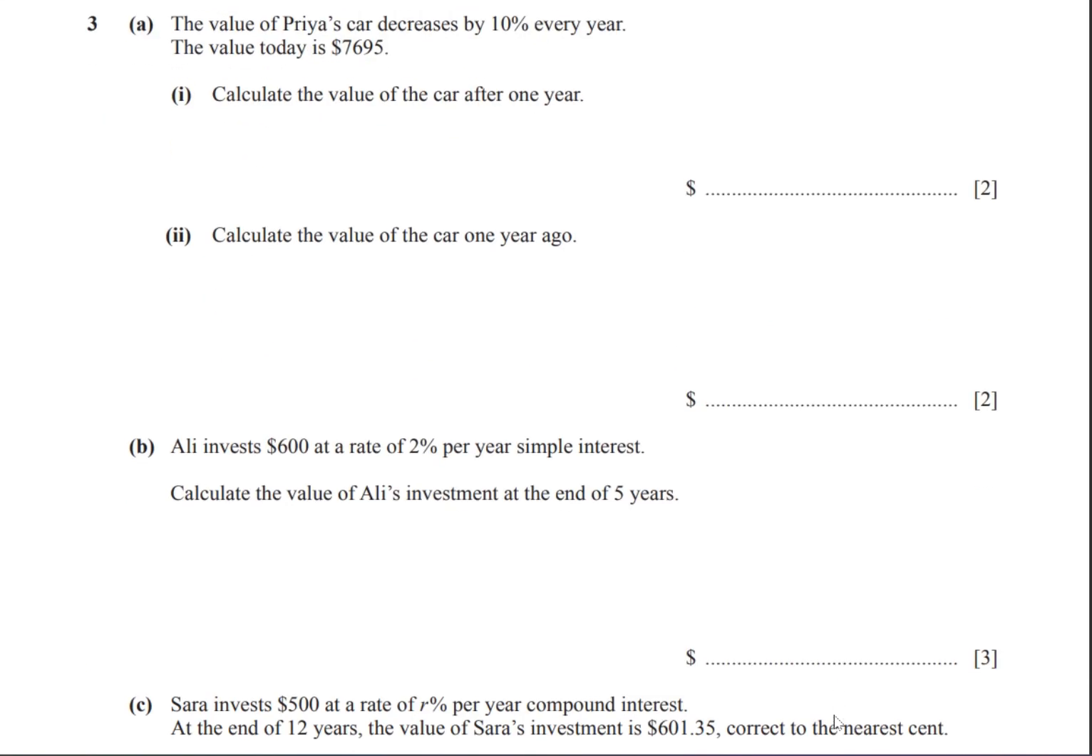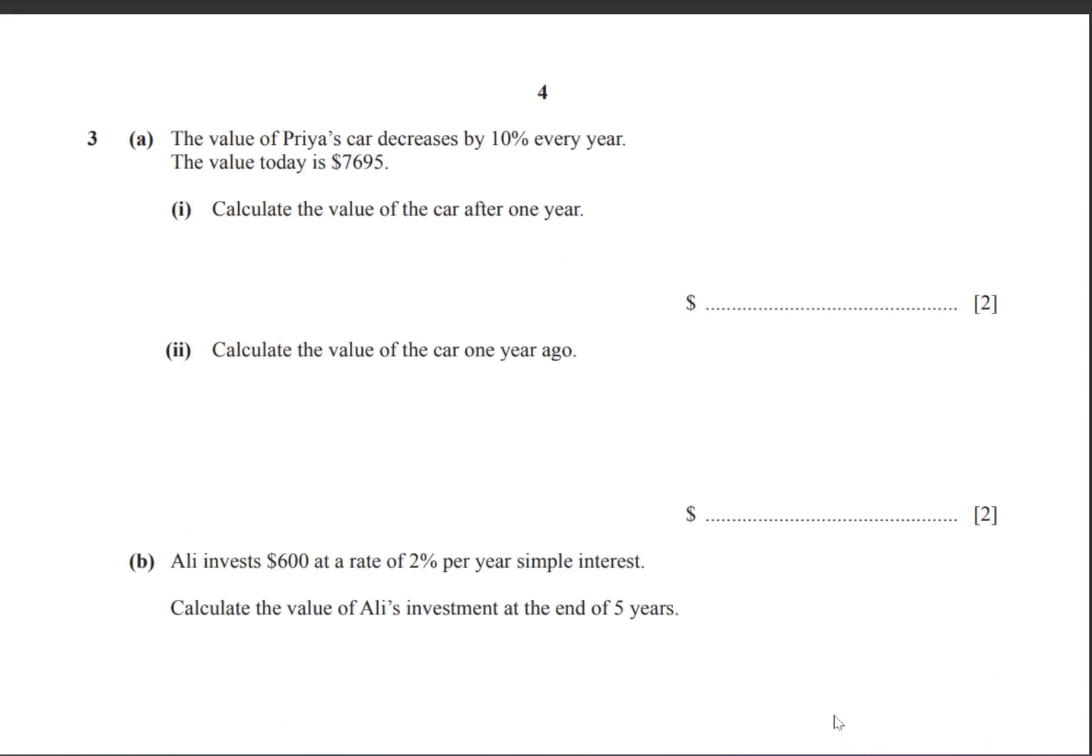For the next question, the value of Peria's car decreases 10% every year. So for example, if today is 100%, next year it will be 90%. Last year it was 110%. When it decreased 10%, it will be 100 for today, and then decrease again 10%, it will be 90 for next year.